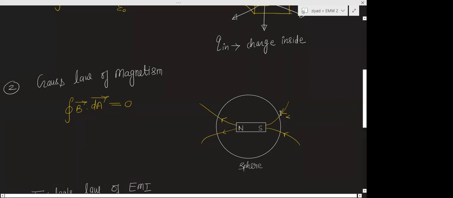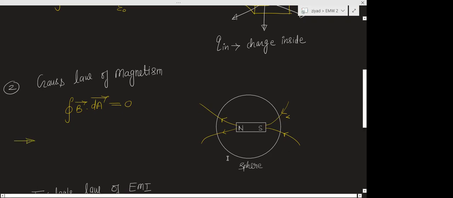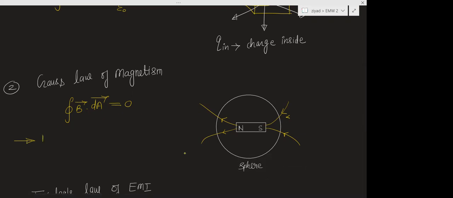So this is the magnetic flux entering, and it is equal to the magnetic flux leaving. So you can say the net magnetic flux is equal to 0. But remember, this is for a closed surface like a sphere. So the net magnetic flux through a closed surface is equal to 0.